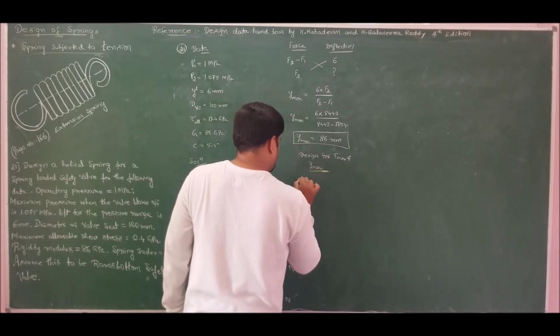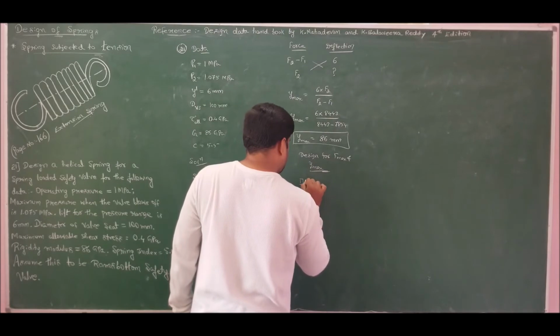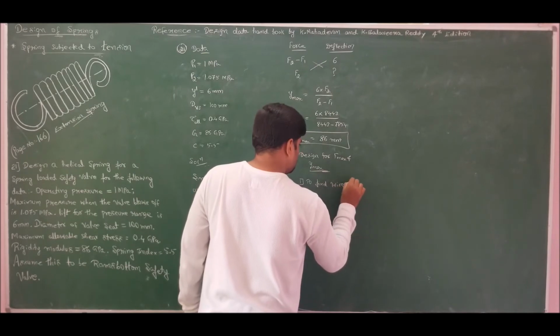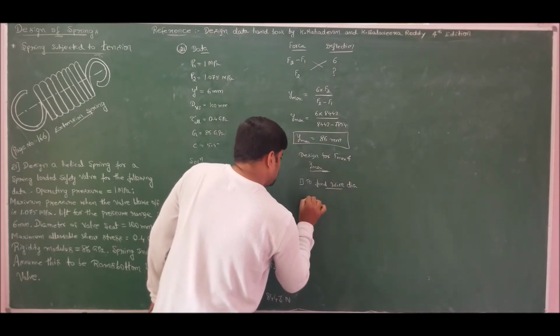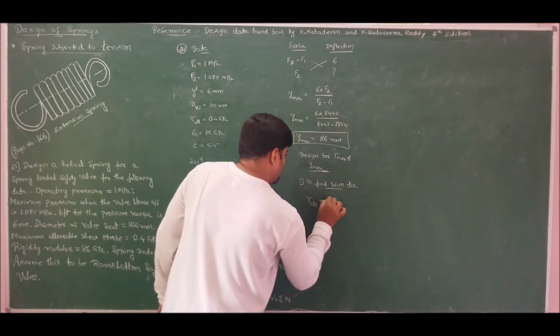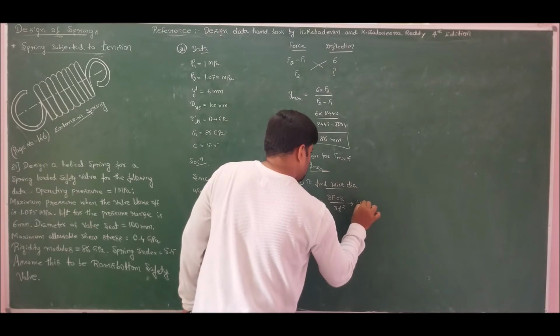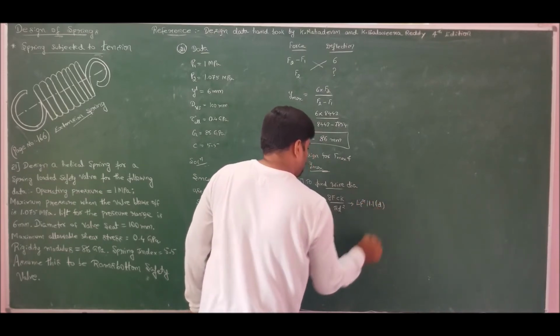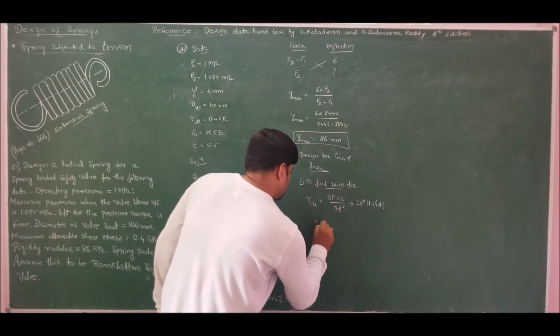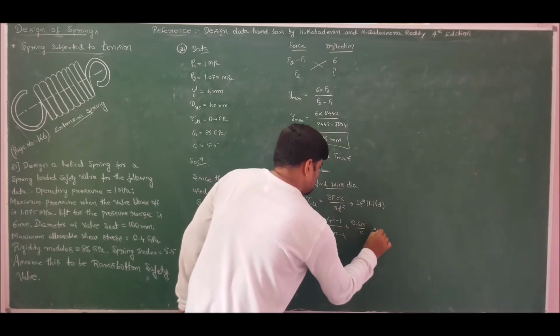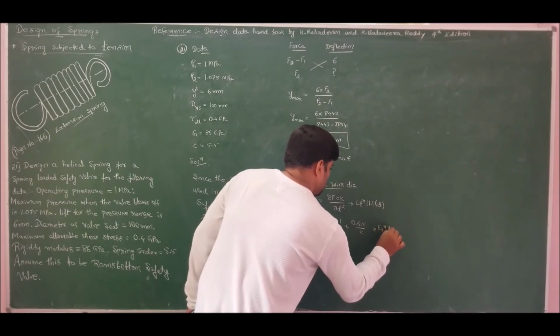So we know that step 1 is to find wire diameter. To find wire diameter, use the allowable shear stress equation. Tau allowable is equal to 8 F C K by pi d square. This is equation 11.1d of our design data handbook, where K is Wahl's correction factor, which is given by 4c minus 1 by 4c minus 4 plus 0.615 by c. This is equation number 11.2a.